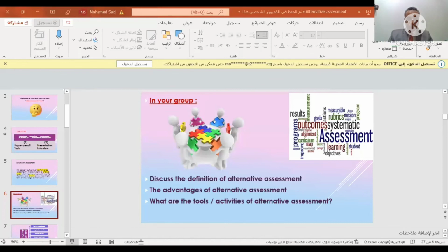Okay, let's move to what we have done. The alternative assessment. Okay, number one, we can speak about the application of skills. As we said, the main verb in the definition of the alternative assessment is that the students are able to apply. So one of the advantages of the alternative assessment is that the students are going to apply the skills.